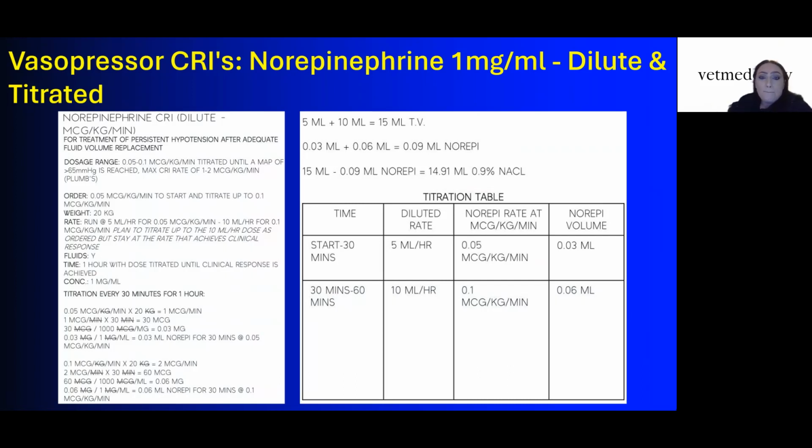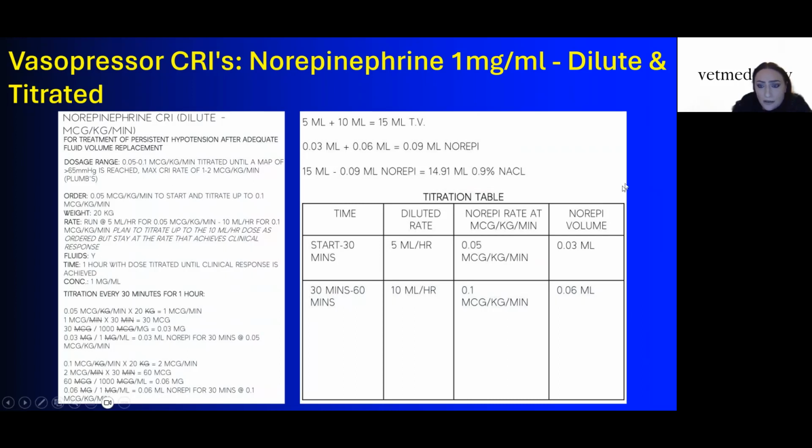So 5 mils plus 10 mils is 15 mils total volume because we are taking our rates basically and going ahead and making that our total volume. So 0.03 mils plus 0.06 mils equals 0.09 mils of norepi. 15 mils minus 0.09 mils norepi equals 14.91 mils of diluent.